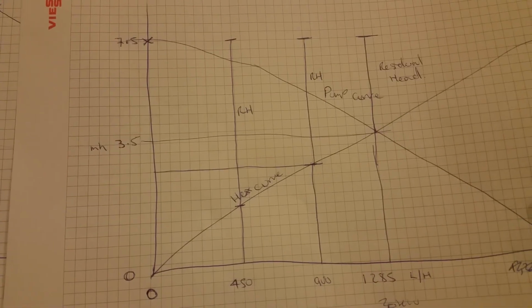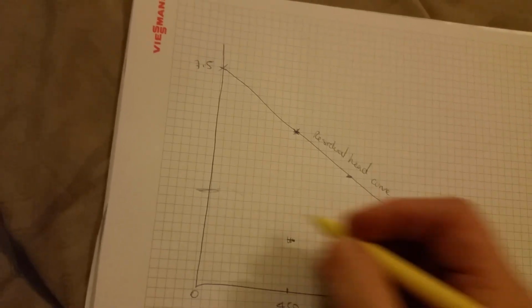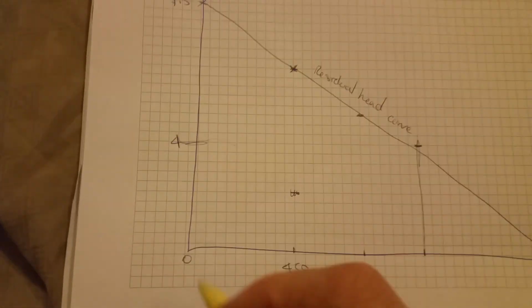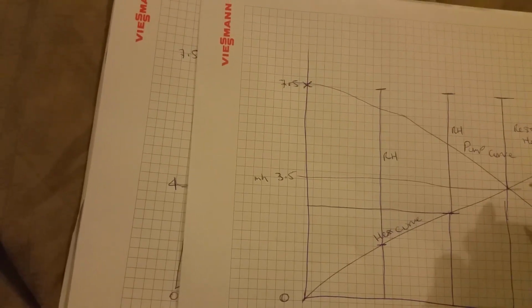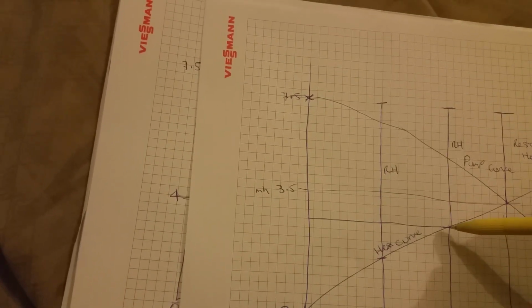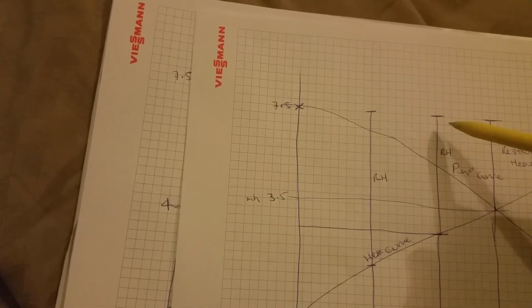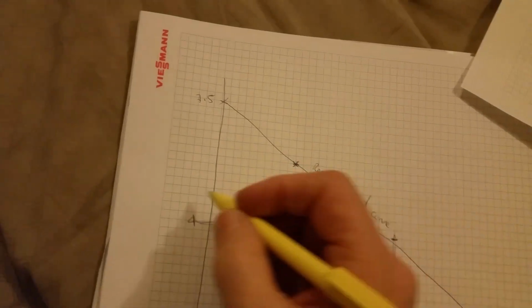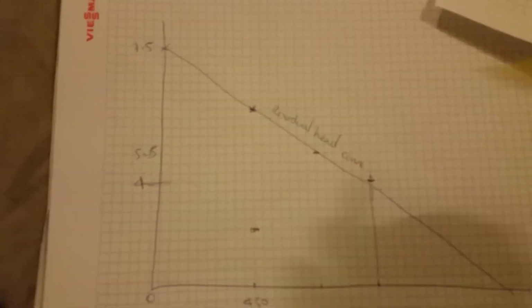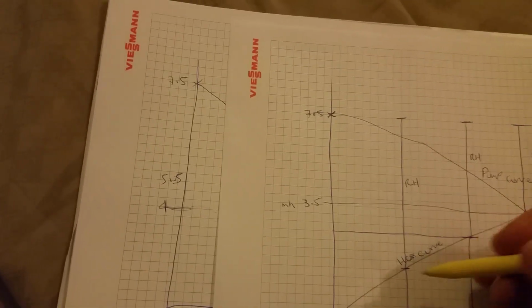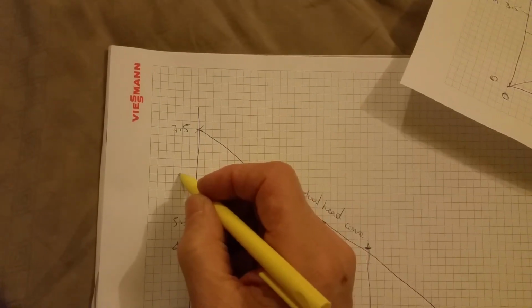So if we started with 7.5 on this one, less 3.5, that would give us a residual pump head of 4 meters. So this would be 4 meters in there. The residual pump head for this one is going to be about 5.5. And for the further one, I'll put about 6 meters head.